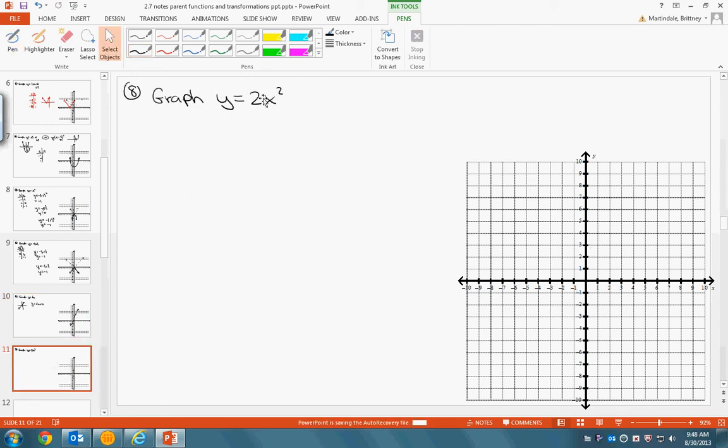2x squared. This is the one where I was telling you if there's a 2 in the front, it's either going to get fatter or skinnier. So it's nice if you can memorize what's supposed to happen, but you don't know how fat or skinny it's going to get. So we have to do a t-table no matter what, because we don't know how wide or skinny this is going to get. So again, our original function, you do not have to graph it, looks like that. So let's go ahead and do -1 to 1. Take 2 seconds, pause it, do a t-table.